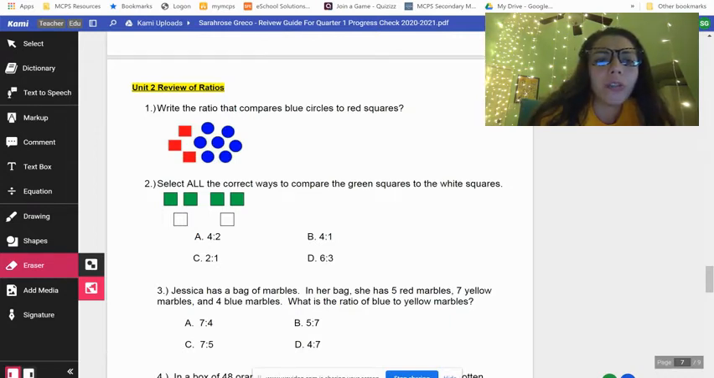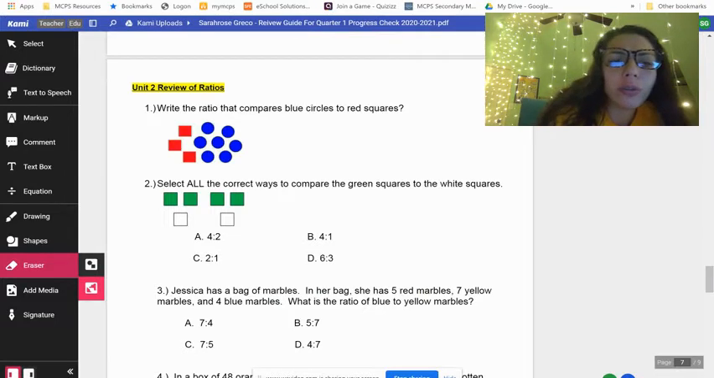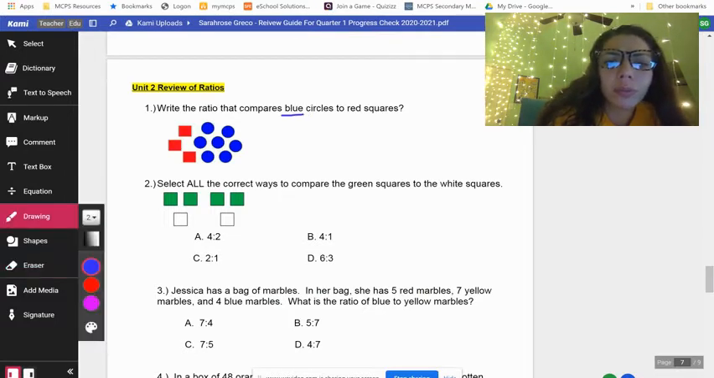Question one, write the ratio that compares blue circles to red squares. Since they said blue first, I have to count the blue circles first. 1, 2, 3, 4, 5, 6, 7. And the red squares are second, so 1, 2, 3.